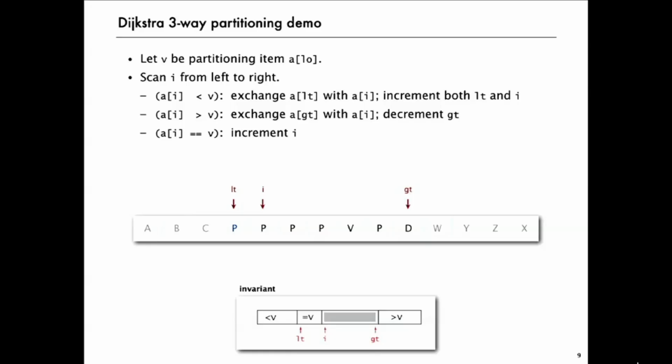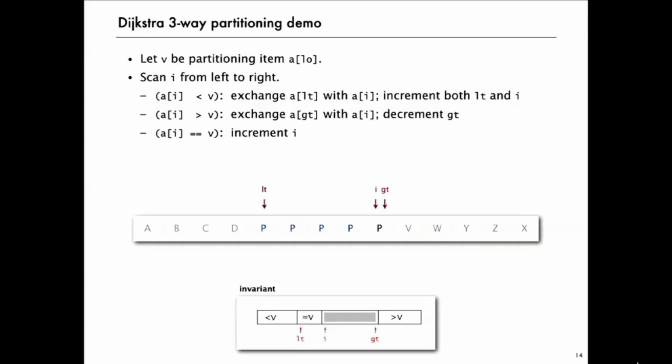Now we have I pointing to an element that's equal to the partitioning element. And what are we supposed to do then? Well, to maintain the invariant there, we just need to increment I. And again, it's pointing at one that's equal to the partitioning element, increment I. And now one more time, and now it's pointing to one that's greater. So we exchange that with GT and decrement GT, and I's pointing to the one that was there, and that one's smaller. So we exchange it with LT and increment both I and LT.